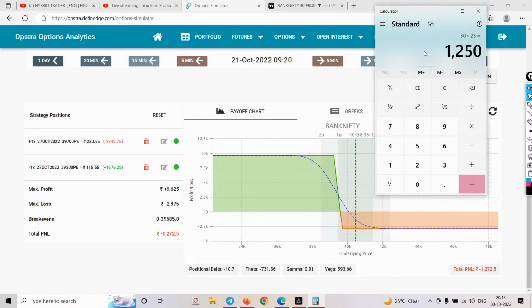Let me ask one question. Whenever you deploy the debit spread, I want a quick answer: are you okay to give up this loss in the worst case? Let's say you are in some emergency, you're not able to do the adjustments, or you're bad at adjustments. Will you get a good sleep with this loss, with a single lot? Tell me, yes or no? Just in case an emergency comes up, or you went out of the city on vacation, are you okay to give up this loss of 2,875?